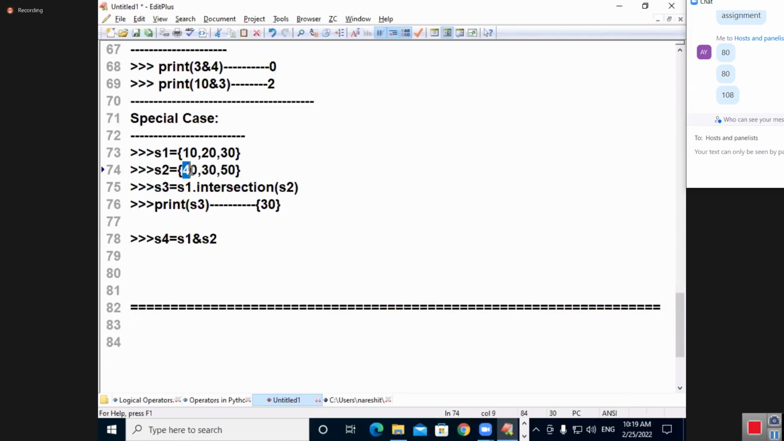30. 30 with 40, 0. 30 with 30, 1. 30 with 50, 0. Got it. Next is called 40 with other elements, 0. 30 with other elements, 1. Already 30 was selected. Next 30 will not come because a set allows only unique elements. Next 50 is called 1, with all other elements not matching.